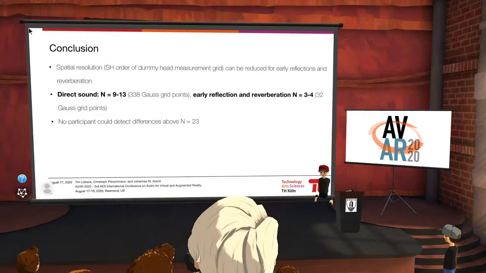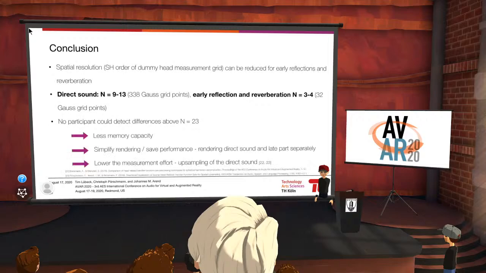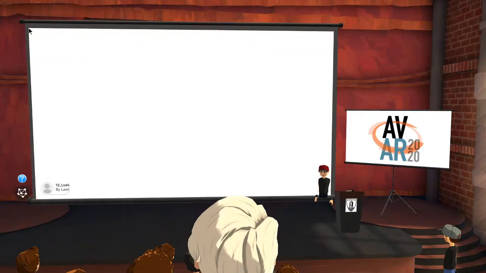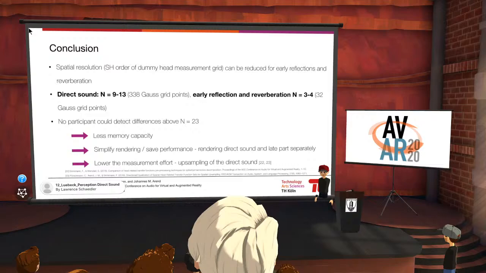Okay, and that would correspond to 30 points on a Gaussian grid. And then we found that no participant could hear differences above an order of 23. And yeah, of course, we can use these findings to lower the memory capacity. If we store the direct sound at the high resolution and the early reflections on third order grids, that would lower the memory capacity enormously on AR or VR devices.